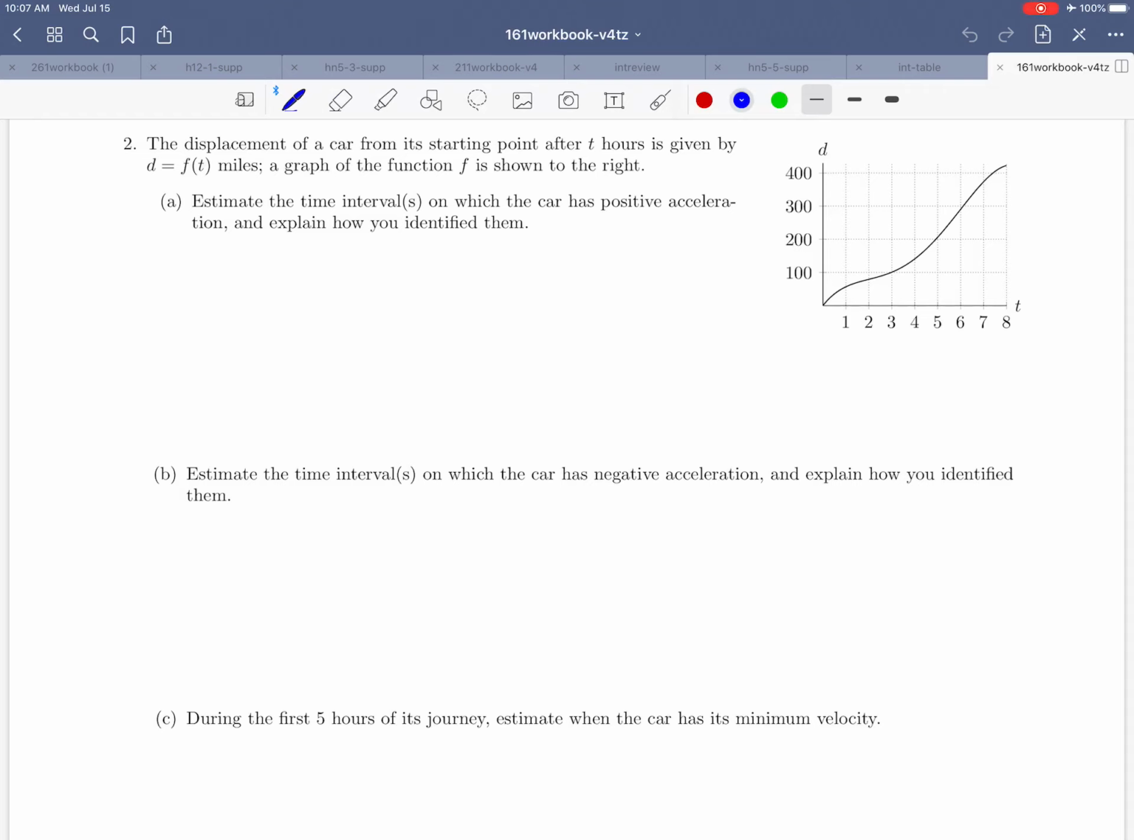Hello everybody, and welcome to exercise 2 on page 33 of the workbook. Let's take a minute just to read this problem here.